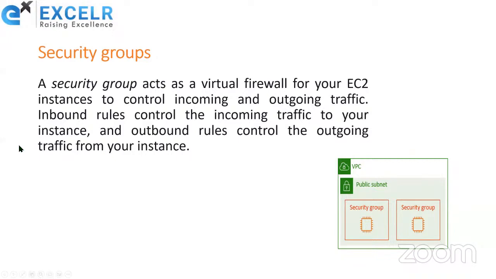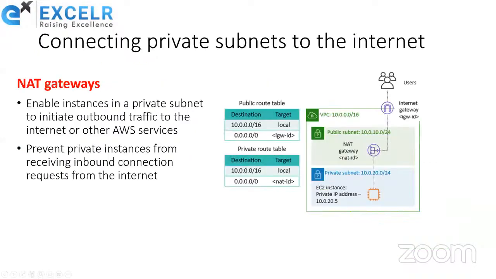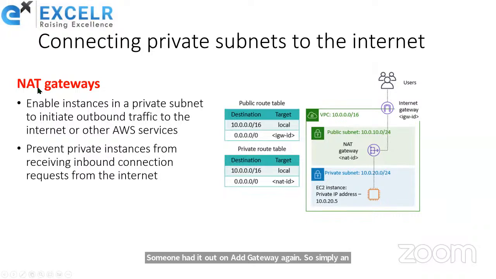Someone had a doubt on NAT gateway again. So simply, NAT gateway is nothing but a kind of network address translation. We can use NAT gateway so that the servers in a private subnet can connect to the services outside of your VPC.